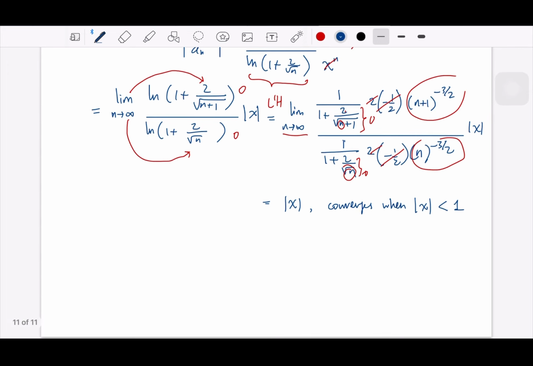So we may have x in this range, but we need to check whether we need to include the endpoints or not. Okay. Maybe we can just write this first. Okay. So check x equal 1.